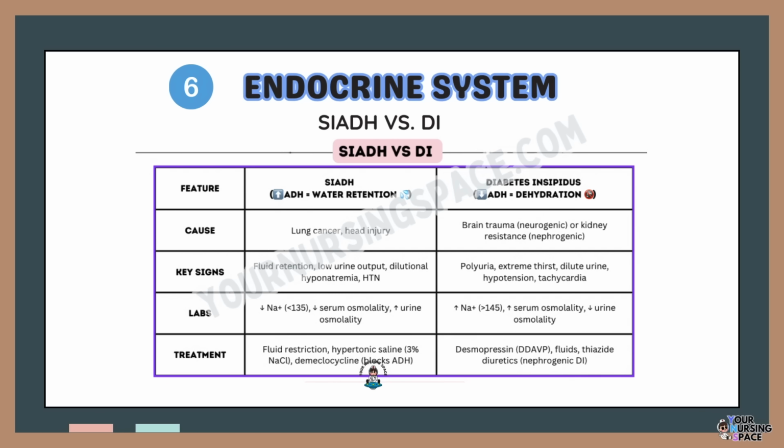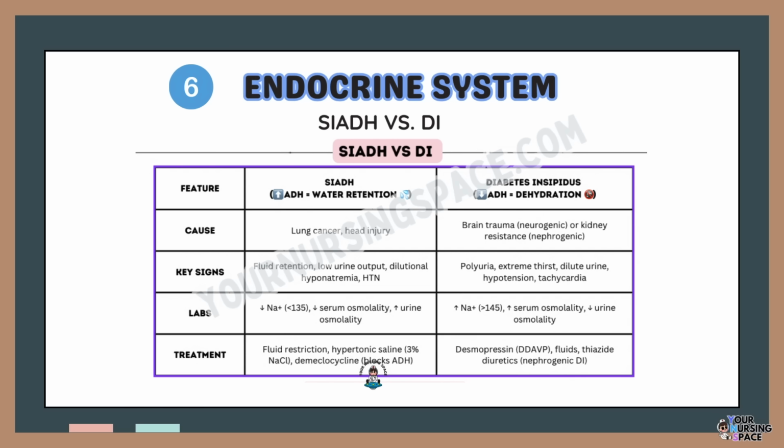On the other hand, diabetes insipidus, or DI, is the opposite. Instead of retaining water, the body loses too much water because there's not enough ADH. This results in massive urine output, dehydration, hypernatremia, and excessive thirst. The treatment depends on the cause, but most cases of central DI require desmopressin, or DDAVP, which replaces the missing ADH. A simple trick to remember these is that SIADH means soaked inside because of water retention, while DI means dry inside because of excessive urination.